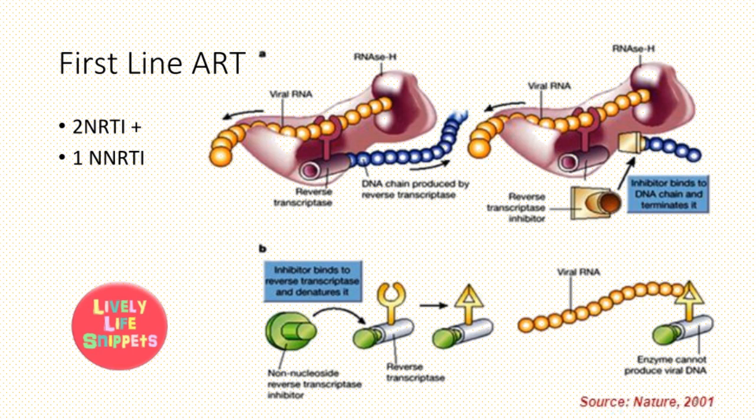On the other hand, common examples of NNRTI are efavirenz and nevirapine. NNRTI are shown in the green circular stopper in the bottom right-hand corner. NNRTI works by binding to the viral reverse transcriptase and denaturing it. Consequently, the denatured enzyme cannot produce viral DNA chain and the multiplication process comes to a stop.